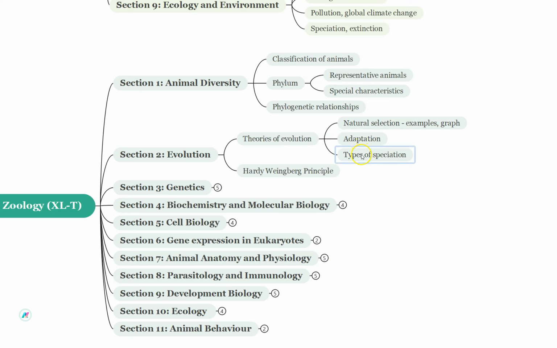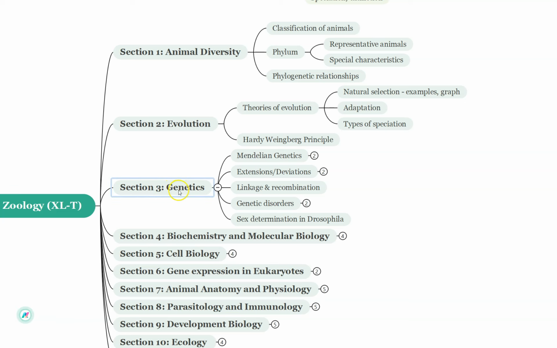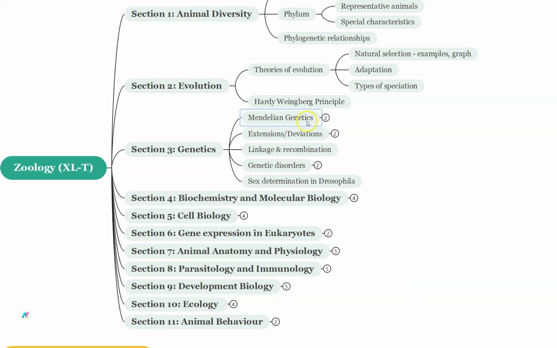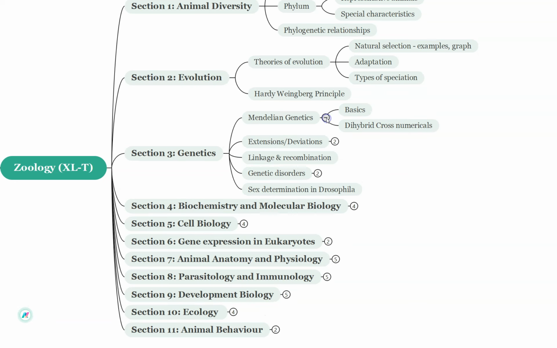Then what are the different types of speciation? And most important is the Hardy-Weinberg principle. Definitely a numerical question will be there. Section 3 is genetics, which is common with other subjects also. Again, 2-point and 3-point crosses are very important. Dihybrid cross numericals. So first you can study the basics of Mendelian genetics, and as I said, dihybrid cross numericals.